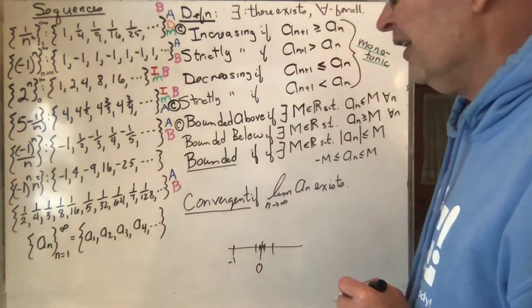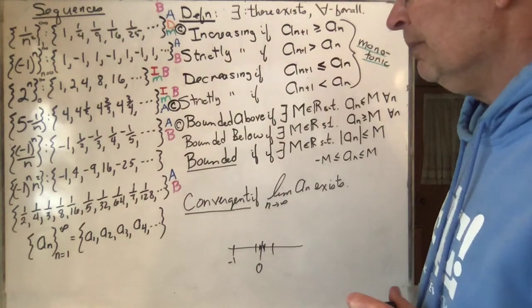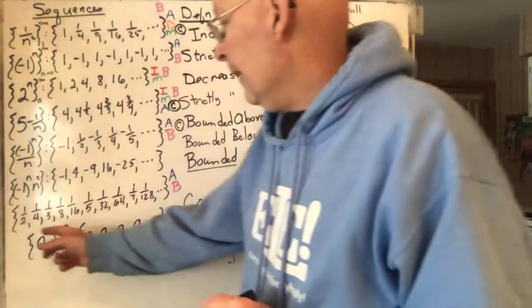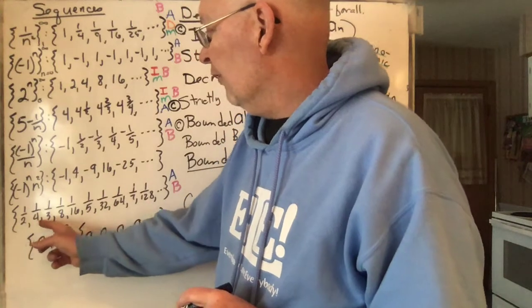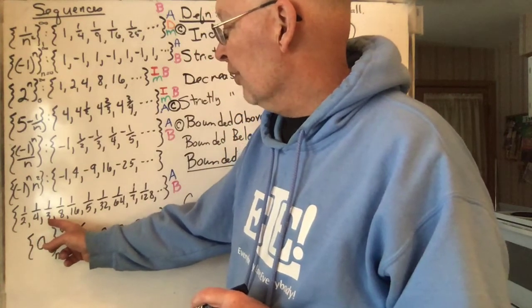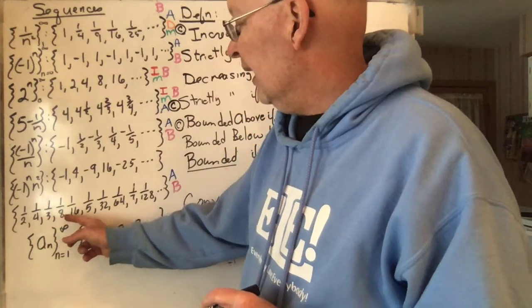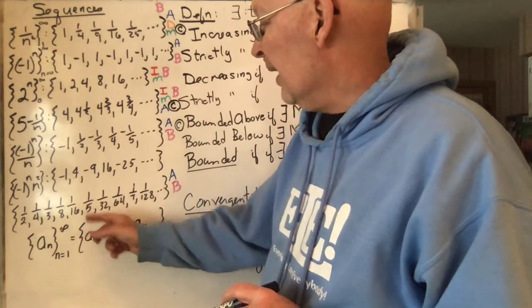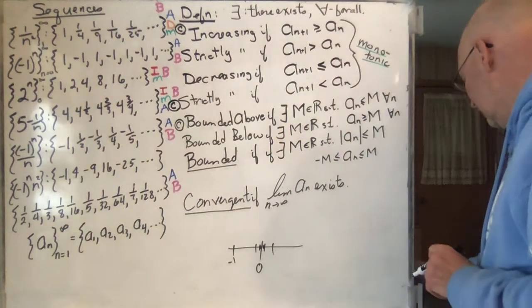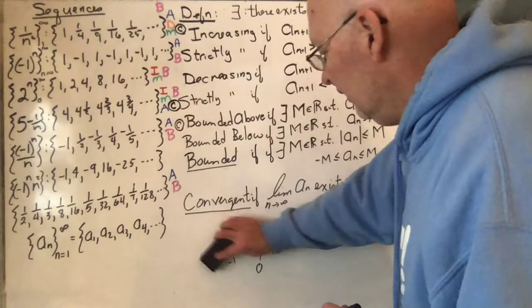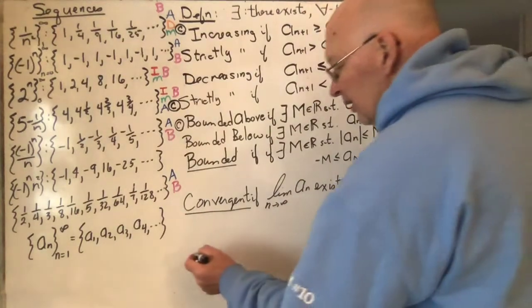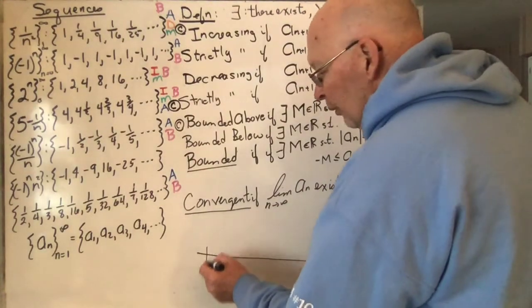Now what about this last one? That's kind of an interesting one. What happens to that? It's 1/2, 1/4, and then it jumps back up to 1/3, then 1/8 and 1/16, and it jumps back up to 1/5. Okay, this is where, as I say, I really need your input here. I kind of want to know what you're thinking.